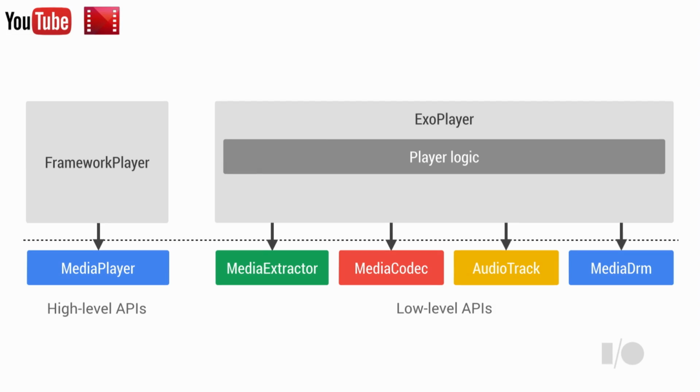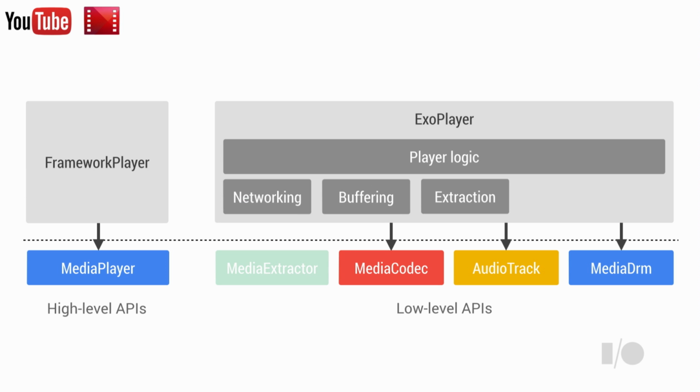Where these APIs are available, we've decided to take a different approach. We've developed an application-level media player called Exo Player, which is predominantly written in Java and calls through to these low-level APIs. We pull up the player logic, and for Play Movies and for YouTube, we also pull up the networking, buffering, and extraction components and re-implement them at the application layer.